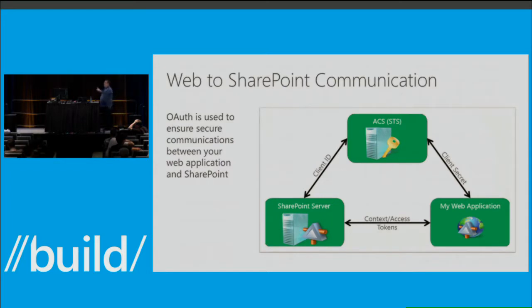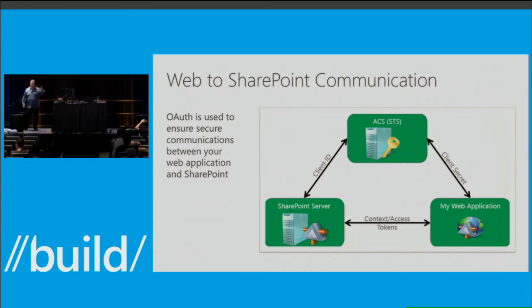Well, the way we do that is we use OAuth 2.0 to be specific, and the SharePoint server and the web application get into kind of like a three-legged trust relationship with ACS, or the Windows Azure Access Control Services, which is the STS. That's too much nerdiness, I think. Now that I think about it, it's a secure token server. Anyways, we get into this relationship where SharePoint knows my client ID.